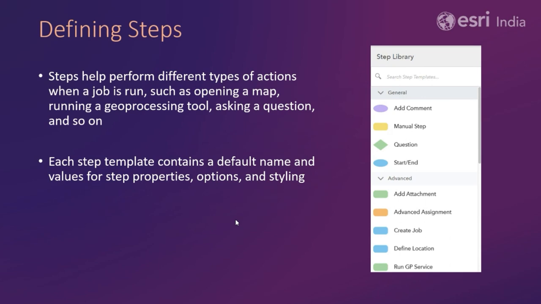As you see here in the screenshot, the first four steps come into the category of general steps, which are mainly used in all the workflows which you will be creating. And then come the advanced steps, which are actually the step templates, which can be used for some advanced workflows like adding an attachment, creating a job, or defining the location. Step templates are pre-configured steps that perform different types of actions when a job is run, such as opening a map, running a geoprocessing tool, asking a question, and so on. Each step template contains a default name and values for step properties, options, and styling. When a step template is added to a workflow diagram, it becomes a unique step in the workflow, and its default values can be customized as necessary.